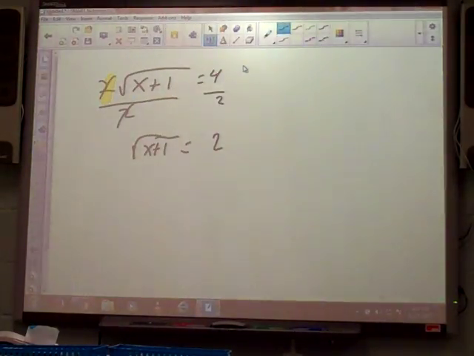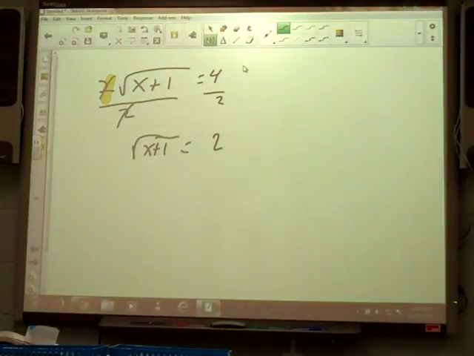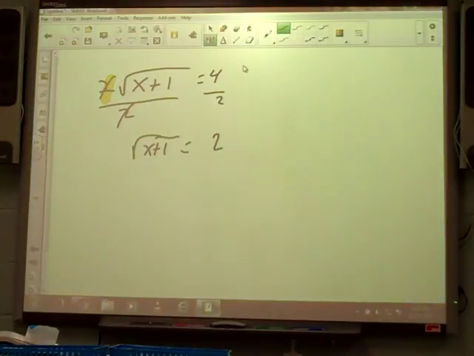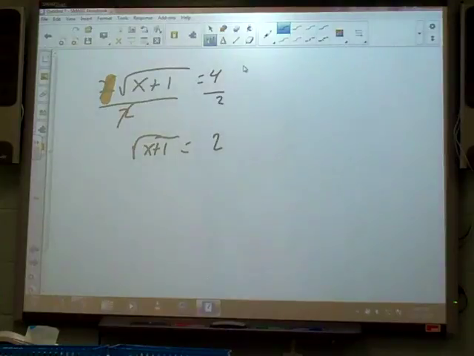Alright, now we're trying to solve for x. It's underneath the square root, but that's all that's over there. We've got what's called isolating the radical. We've got the radical all by itself. So now I want to get rid of that radical, so I want to undo a square root. What undoes a square root? What's the opposite of the square root of something? Square it. So we're going to square the whole equation.